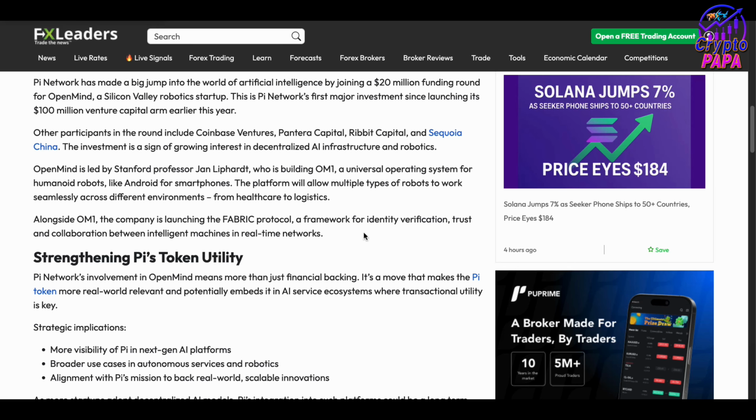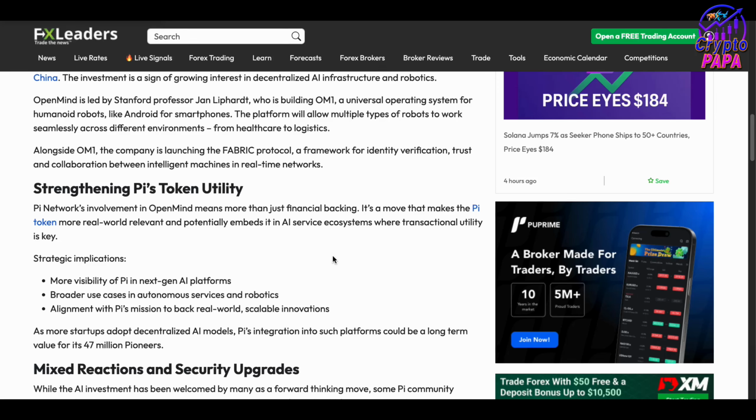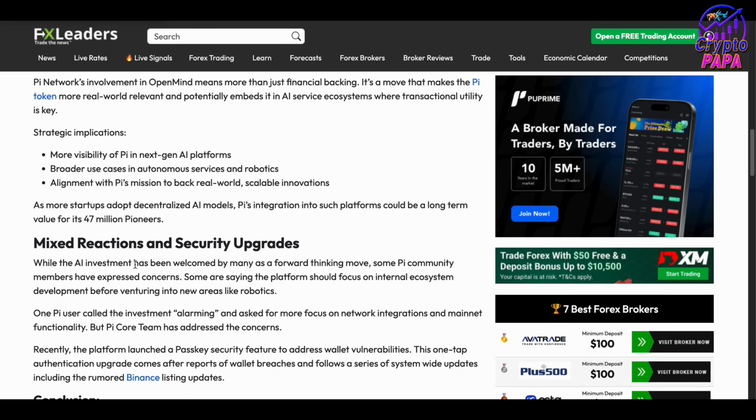There are a lot of implications that they are stating on this website. There will be more visibility of Pi in next generation AI platforms, and also in broader use cases in autonomous services and robotics. Of course, it's going to align with Pi's mission to back up the real world with scalable innovation. There is also a lot of mixed reaction from supporters, and people are thinking that the investment is a bit alarming, and that the current Pi Core Team should be focusing on network integration and mainnet functionality. But the Pi Core Team has addressed the concern.